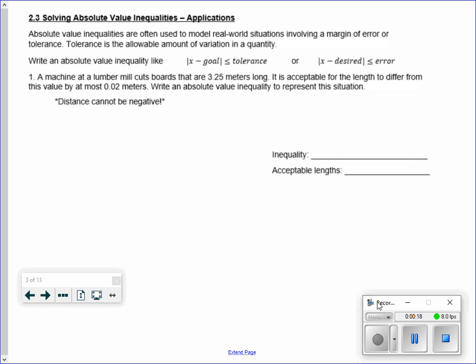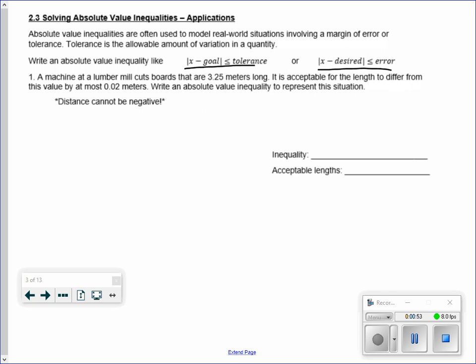So absolute value inequalities are often used to model real-world situations involving a margin of error or tolerance. Tolerance is the allowed amount of variation in a quantity. And we're going to write an absolute value inequality like this. The absolute value of x minus the goal will be less than or equal to the tolerance, or the absolute value of x minus what you want, the desired outcome, is less than or equal to the error. Both these equations are the exact same. We just have different words to account for different situations, but they're the exact same equation.